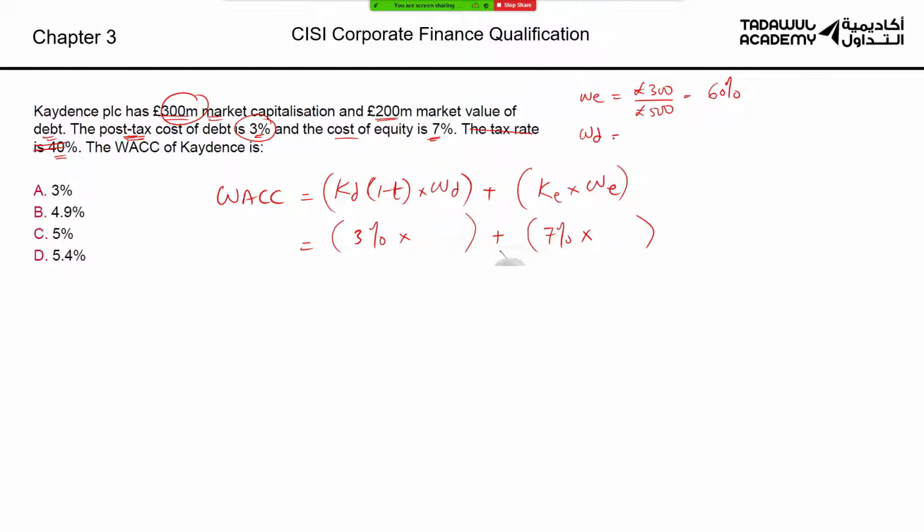The weight of debt, so they have 200 million debt out of 500 million capital. So that should give us 40%. So 60% of their capital is equity, 40% of their capital is debt. So the weight of debt is 40%, and the weight of equity is 60%.